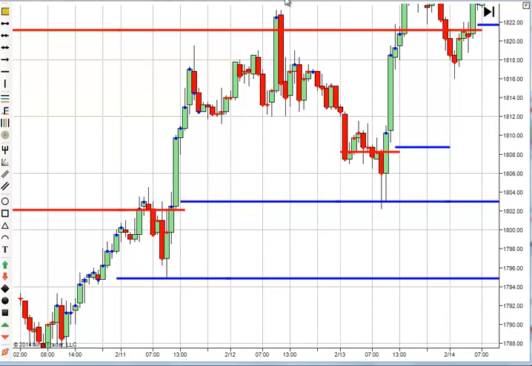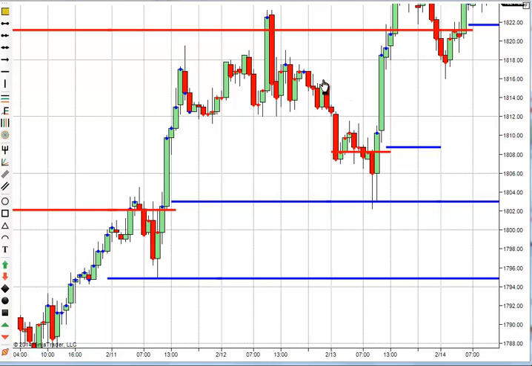So where are we now? We came up here to this 1822. We snapped back off of it, came back down here to support. What was once resistance has become support. Came right down to it, nearly to the tick, and then snapped above it. And that shows some confirmation that this 1804 is an important area.